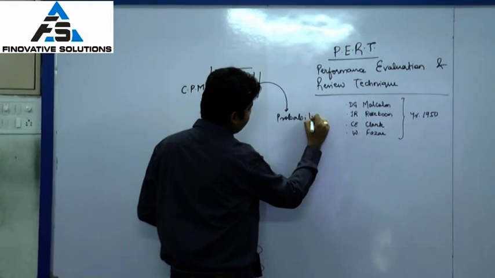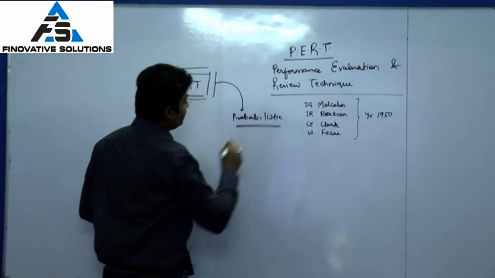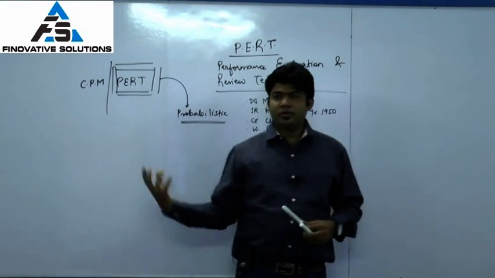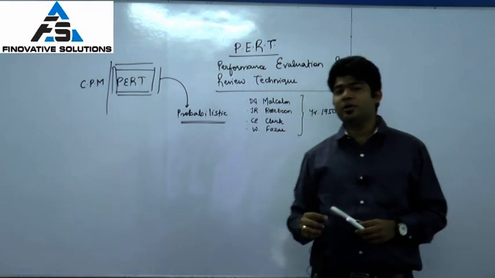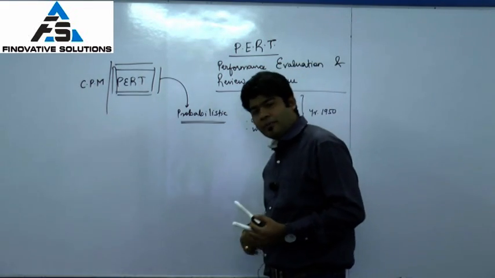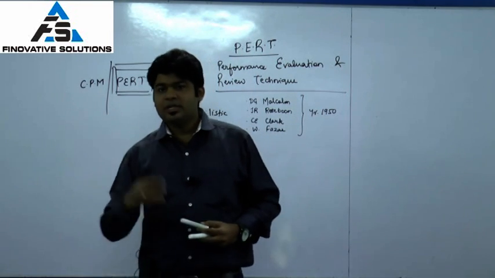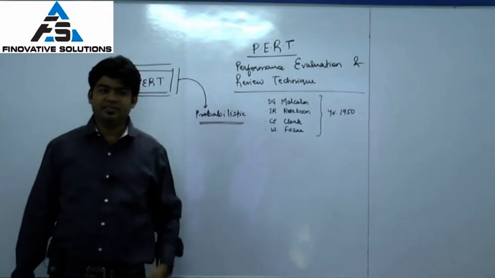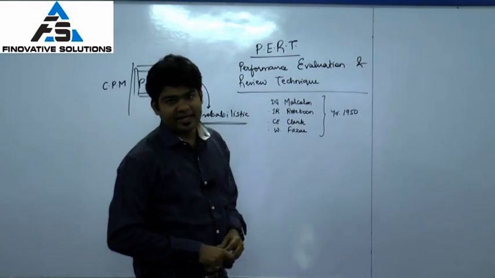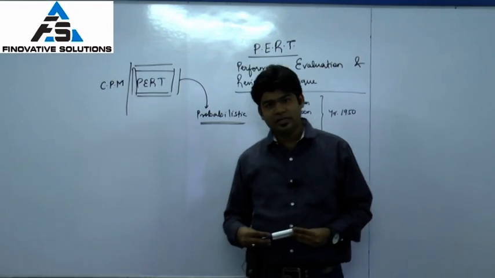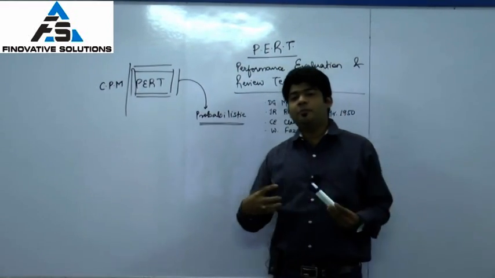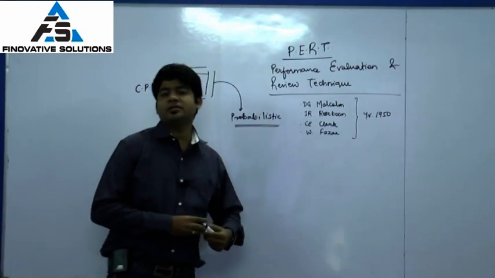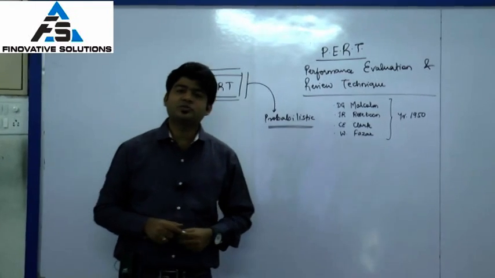So probabilistic. So now what is probability? Probability is chance of completion. When I relate that to the concept of CPM PERT, it is the chance of completion in a particular number of days. In CPM it was clear that activity 1 to 2 is going to take 5 days, activity 2 to 3 is going to take 7 days, activity 3 to 5 is going to take 8 days. In PERT, there is a threefold probability that has to be evaluated.